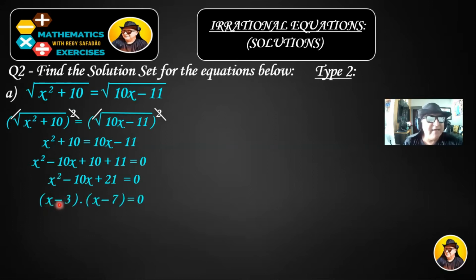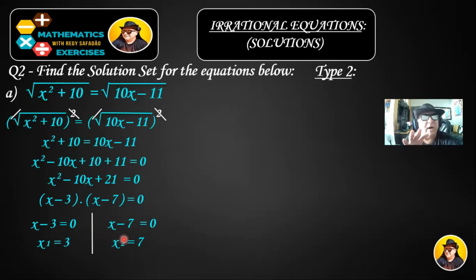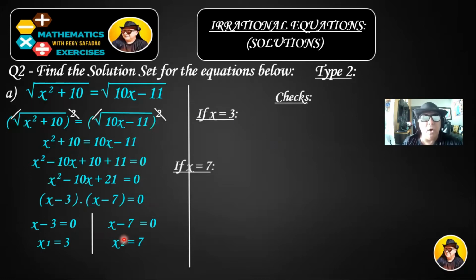So, we have that x minus 3 times x minus 7 is 0. Okay, now you have to split them up like this. See, we have that x minus 3 is 0 and also x minus 7 is 0. And now we have that x1 is 3 and x2 is 7. Okay, so these are supposed to be the answers of our irrational equation, but we have to check which of them is the answer, or if both of them are the answers. So let's check if x is 3 and also if x is 7.